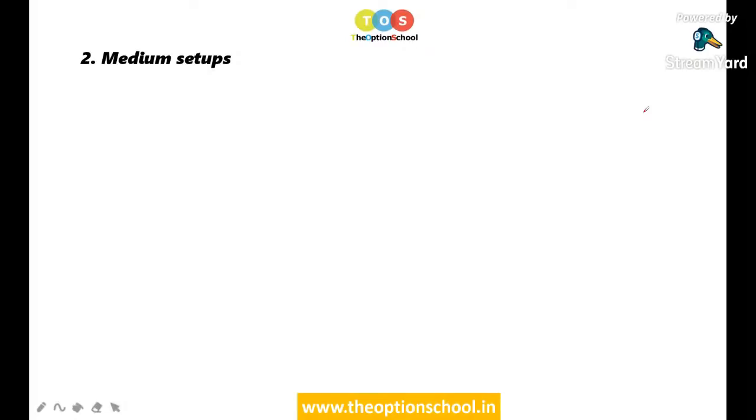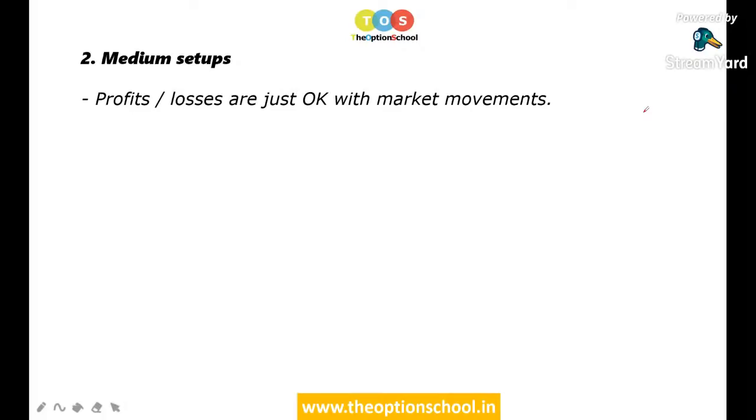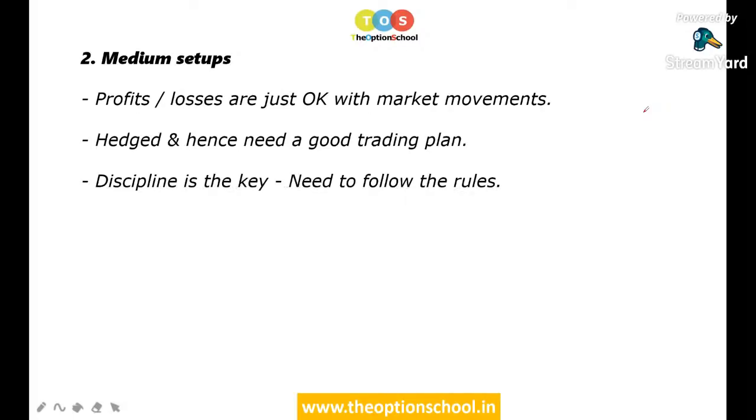Second setups are, I'll say, medium setups. Now, again, we are talking about the kind of moves the market gives, or the number of days we pass in the trading strategy. So profit and loss is just okay with market movement. They are not very fast. It's not that the market moves by 100 points and suddenly this trade is giving me a good profit, or any substantial loss. Yes, there will be losses, there will be profits in these kind of setups also, but they will be medium in nature, they will not be very fast. Most of the times these setups are very well hedged, and hence need a good trading plan.